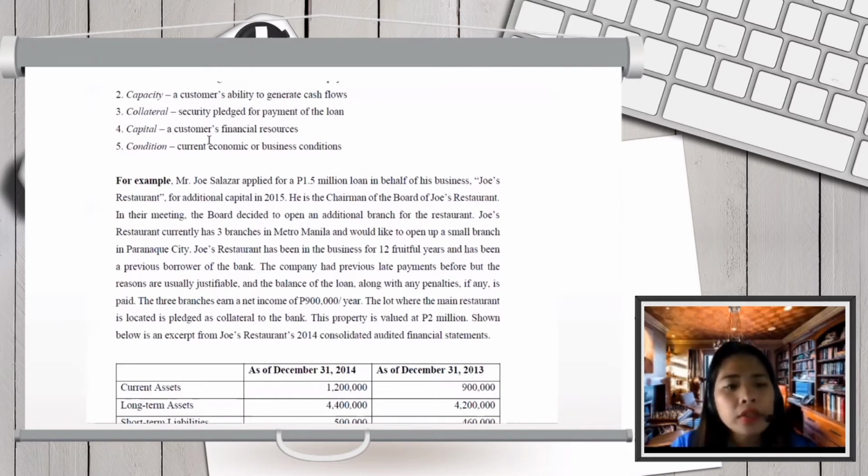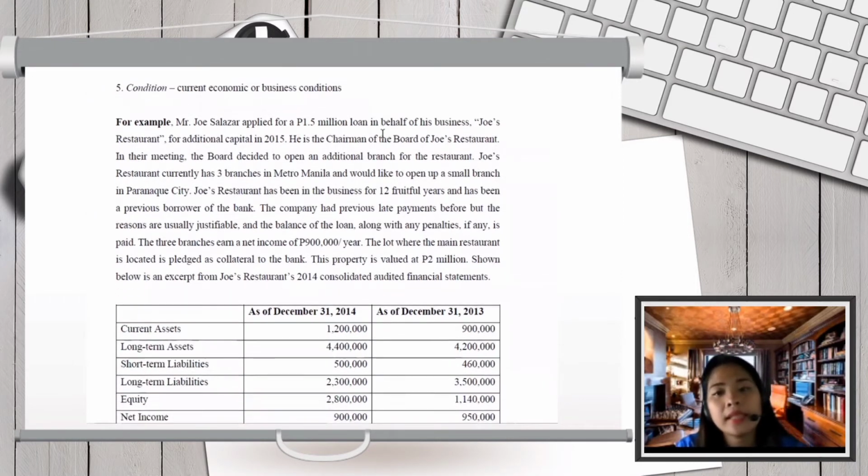Kasi kapag hindi kayo nakabayad, kukunin ng bangko, iilitin ng bangko. So capital, a customer's financial resources. Saan ba siya kumukuha ng capital niya? Meron ba siyang business? Kumikita ba yung business? Condition, current economic or business conditions. Ano ba yung condition ng kanyang company? Kumikita ba siya? Right? So kung titignan nyo dito sa ating example.